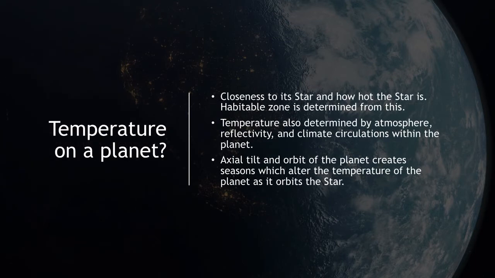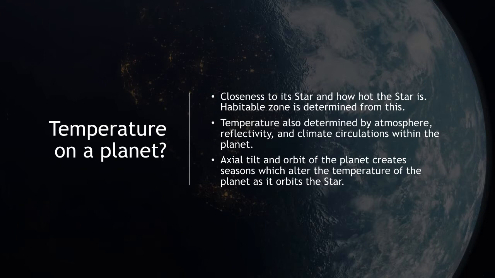The temperature of a planet is determined by its closeness to its star and how hot the star is. A region where temperature can allow for liquid water to exist is known as a habitable zone. Smaller, cooler stars would have a habitable zone closer to itself, whereas larger, hotter stars would have a zone further away. Thus, the distance of the habitable zone for life on a planet changes with each star system.